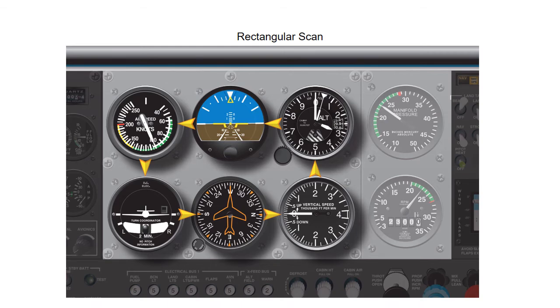There are a variety of scanning patterns that work in different situations. Here the rectangular scan is shown. If followed in this order, starting with the VSI, it presents altitude trend, current altitude, aircraft attitude, and airspeed, the heading trend, and then the heading. It works well as a way of monitoring routine progress.